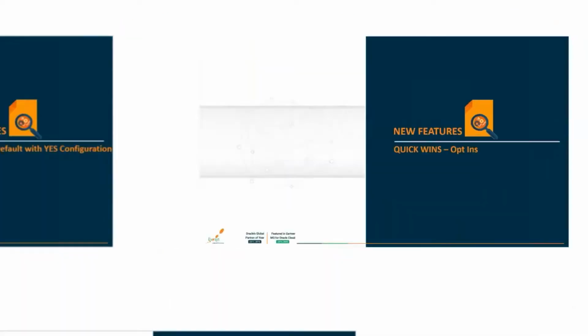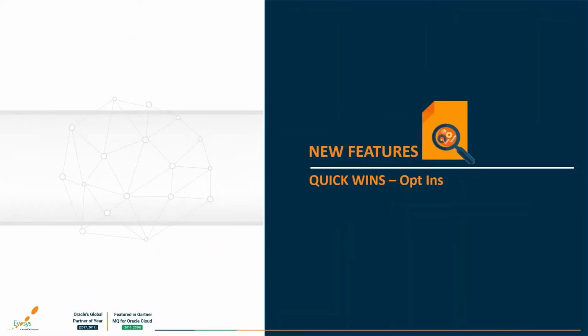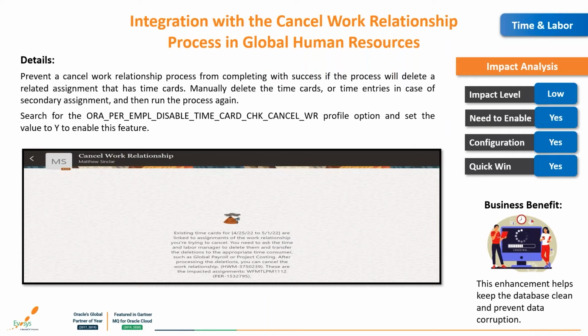The next new features fall into the category of quick wins opt-ins. So these are the features where users have to choose whether they want to implement them in their applications or not. The first feature that we are going to talk about here is integration with cancel work relationship process in global human resources. This is a time and labor feature. We also spoke about this feature in yesterday's human resource management new feature session from an HCM standpoint.